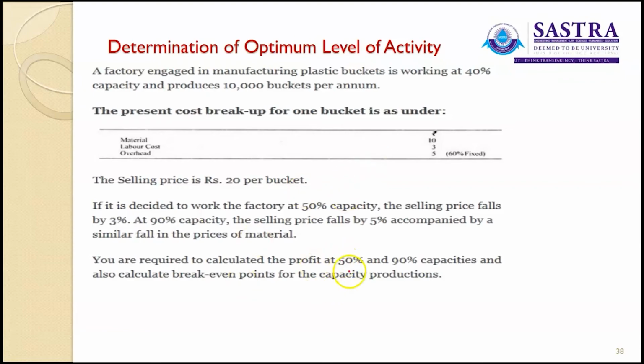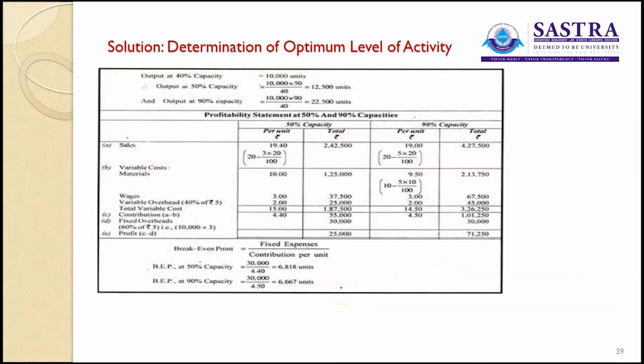You are required to calculate the profit at 50% and 90% capacities and also calculate the break-even points for these capacity productions. See here, we are going to calculate the output. At 40% capacity, the output is 10,000 units. Then what is the output at 50% capacity? 10,000 is for 40%. What is for 50%? We'll get 12,500 units. Then output at 90% capacity. 10,000 is for 40%. Then what is for 90%? We'll get 22,500 units. So we are writing this capacity here, for 50% capacity and 90% capacity.